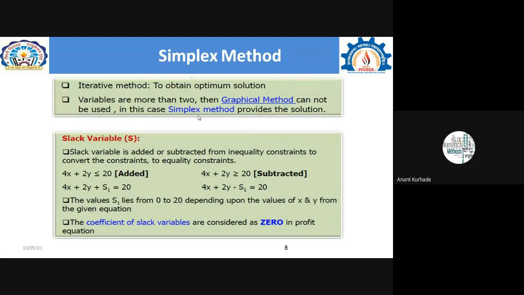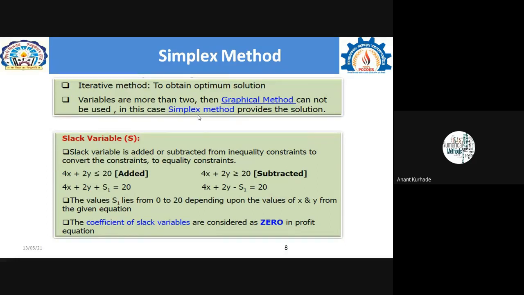Now read the second line. Variables are more than 2. That means decision variables. If decision variables are more than 2, then the graphical method cannot be used. We can use the graphical method when we have only two decision variables, x and y, then we can easily plot those coordinates on a graph. But if we have more than 2, say four parameters x1, x2, x3, x4, then we cannot solve those problems using graphical methods. So these are the limitations of the graphical method.